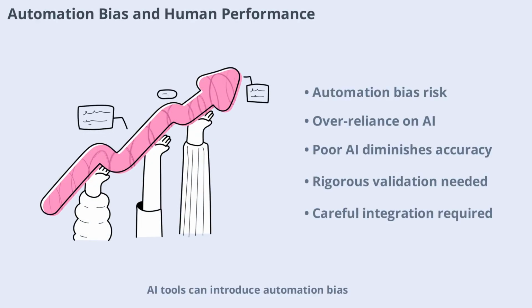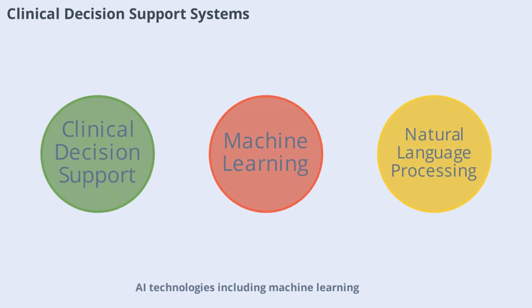AI tools can introduce automation bias, where clinicians over-rely on algorithmic predictions or undervalue AI input. Poorly performing AI can actively diminish diagnostic accuracy, highlighting the need for rigorous validation before clinical deployment. The interaction between AI and human clinicians is not uniformly beneficial, requiring careful integration and ongoing evaluation to ensure optimal outcomes.